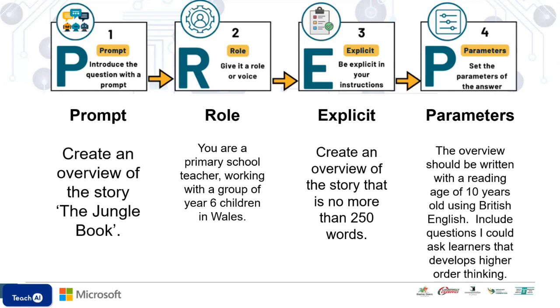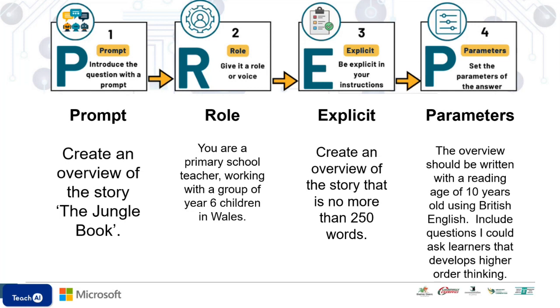Finally, then I need to set the parameters. So I'm going to ask it to write an overview with a reading age of around 10 years of age. And I want it to focus on British English. I also want to include some questions at the end of the overview that I could ask learners to help them to develop their higher order thinking skills.